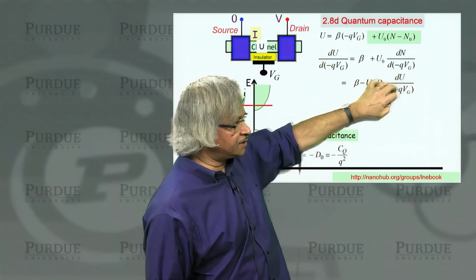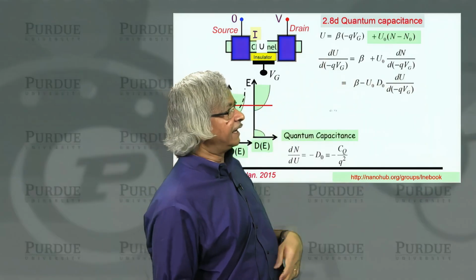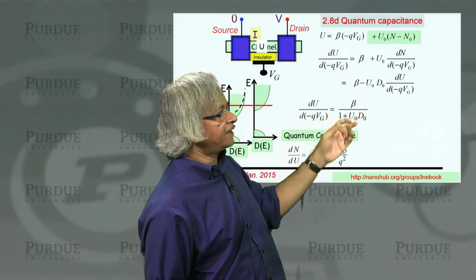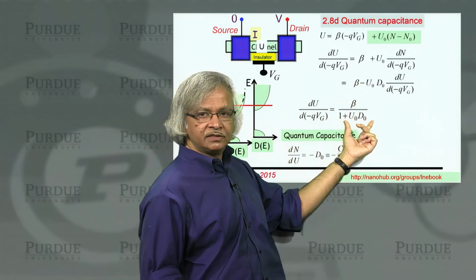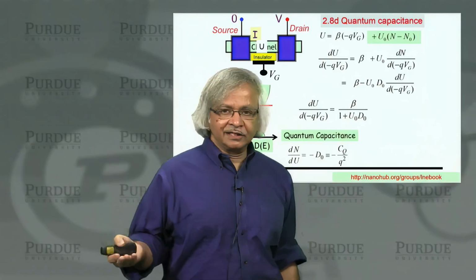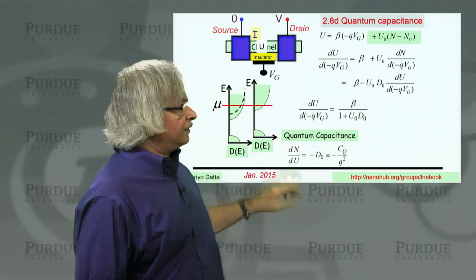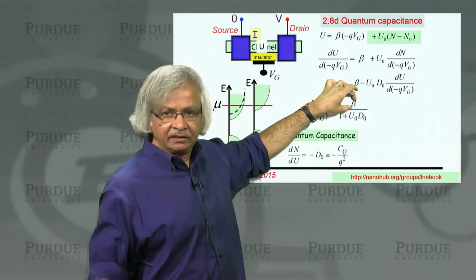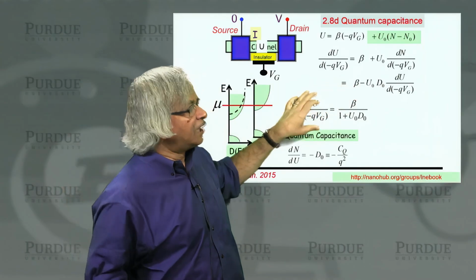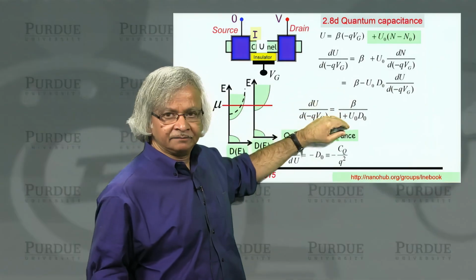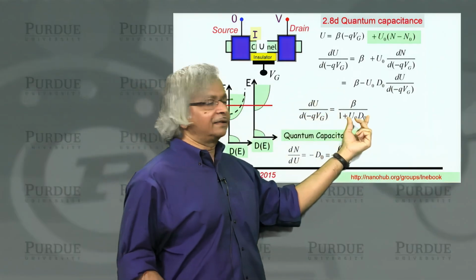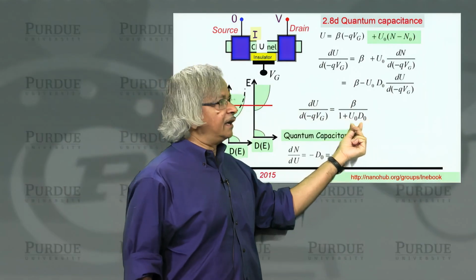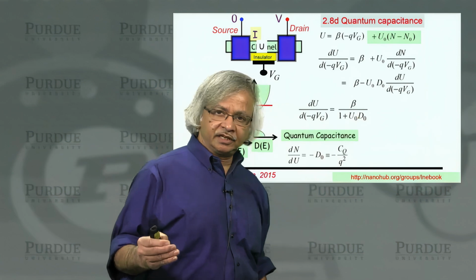But what you could do is take this term over to the left and calculate what it is. So it is equal to this beta divided by 1 plus U0 D0. So the point is that in the last slide what I had argued is that the change in the potential energy due to the change in the gate voltage was given by beta, this non-ideality factor. What we have now shown is that it's actually less than beta. How much less? Well, it depends on how big this quantity is. And what's this quantity? Well, D0 is the density of states, and U0 is this single electron charging energy.